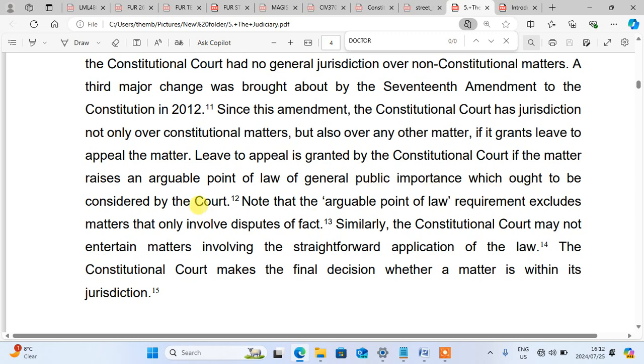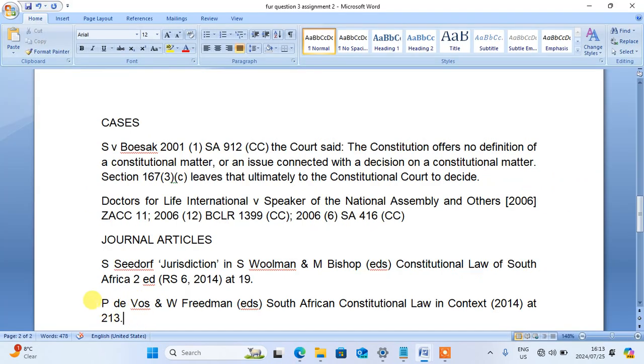Then he said, this is Friedman, note that the arguable point of law requirement excludes matters that only involve disputes of fact. Similarly, the Constitutional Court may not entertain matters involving the straightforward application of the law. This is Friedman. The Constitutional Court makes the final decision whether a matter is within its jurisdiction. This means that we will put Friedman's journal article also.